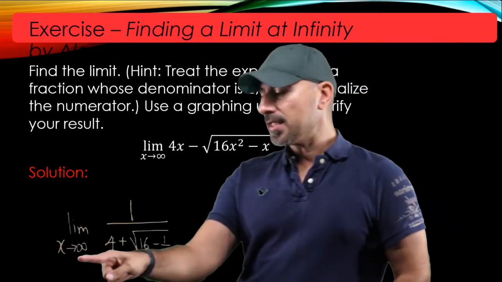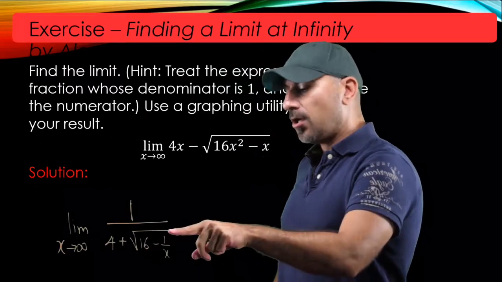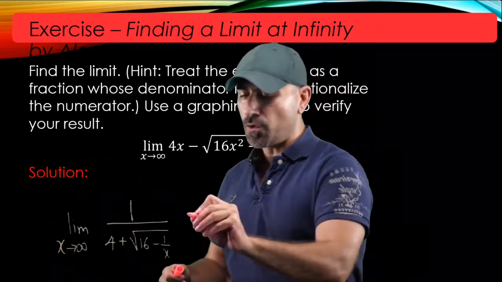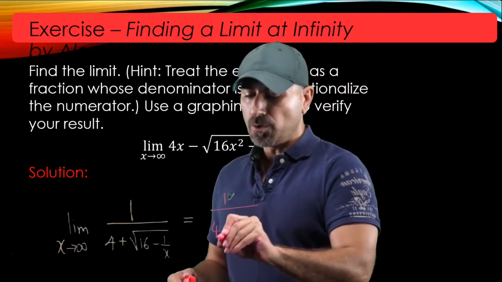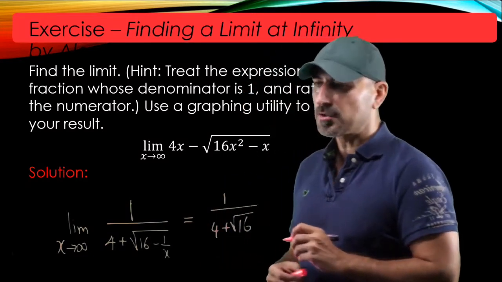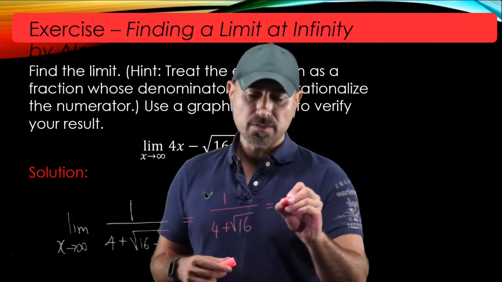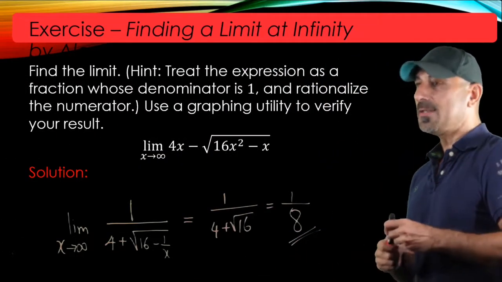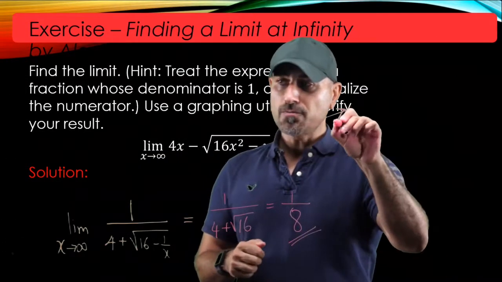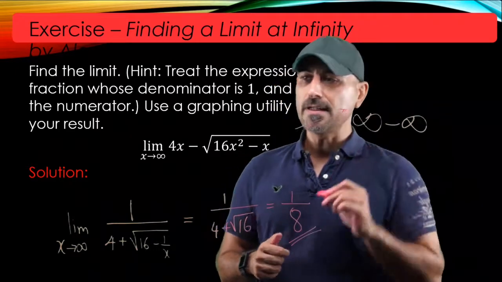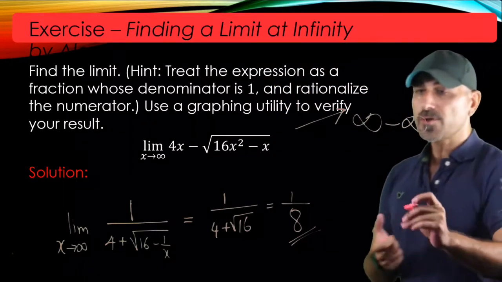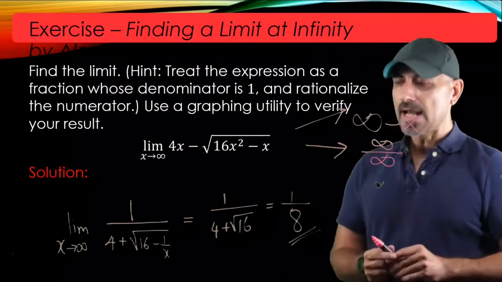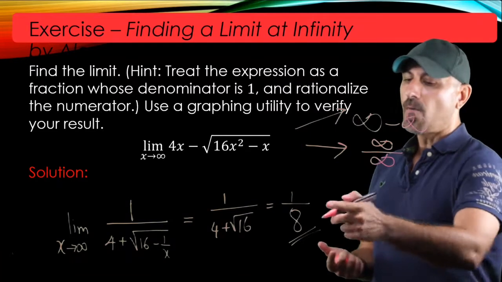And now we can let x go to infinity. Here we go. 1 over infinity is approaching 0. So we have 1 over 4 plus the square root of 16. But the square root of 16 is 4. So this is going to be 1 over 8. So this limit, at first, was looking like infinity minus infinity. And then we converted that into infinity over infinity, and we found out that this limit approaches 1 over 8.